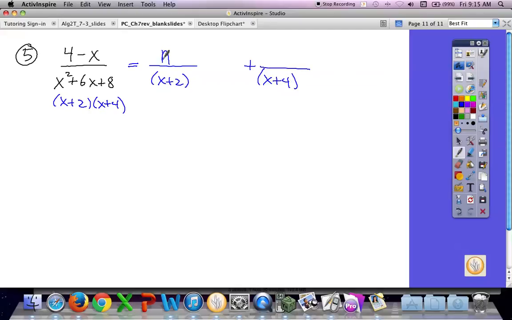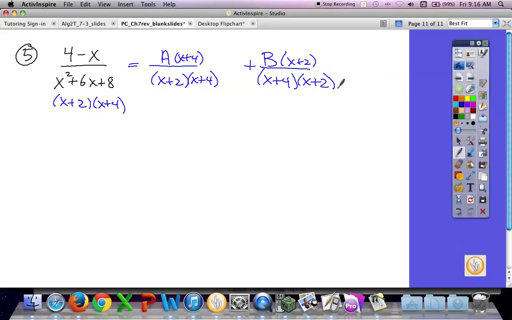And we don't know what's in the numerator, so we'll just call that A and B. We know because these factors are linear factors that they'll just be a constant of some kind. So A is a constant, B is a constant. What did we multiply the first fraction by so that we had the common denominator of x plus 2 times x plus 4? x plus 4 over x plus 4. And what did we multiply the second fraction by? x plus 2 over x plus 2.